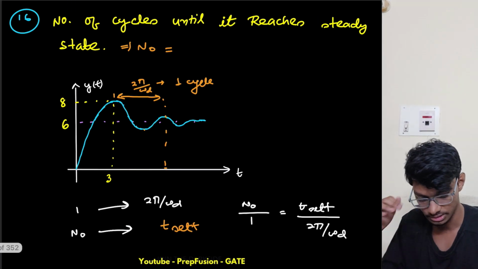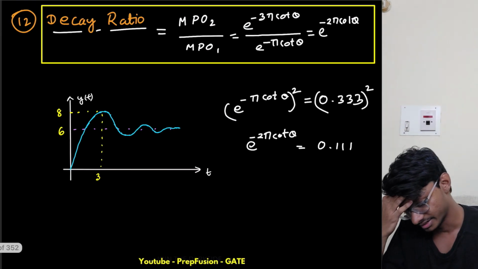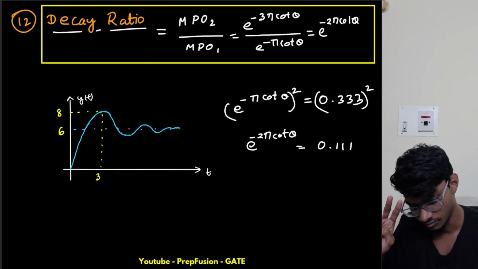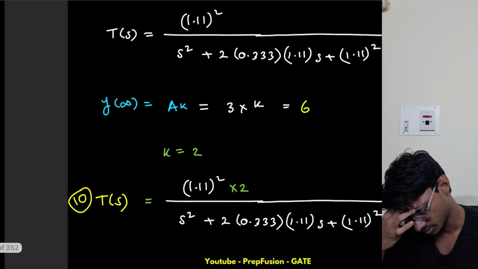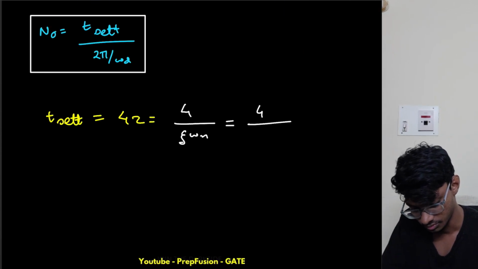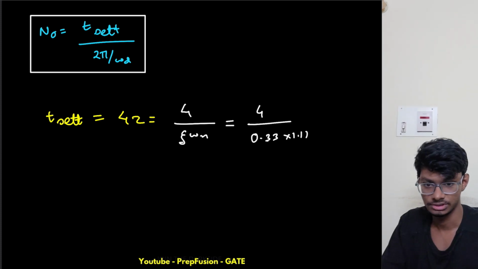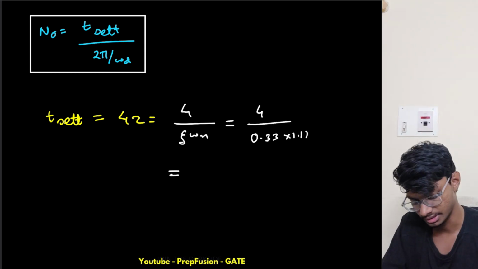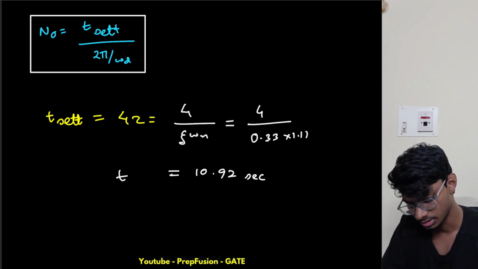So zeta was, if I can find, 0.33, and omega n was 1.11. So 0.33 into 1.11, this is basically my zeta omega n. So what do I get as the result? My t settling is 10.92 seconds. I already calculated this one. So this is t settling.